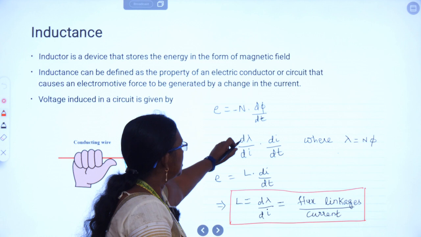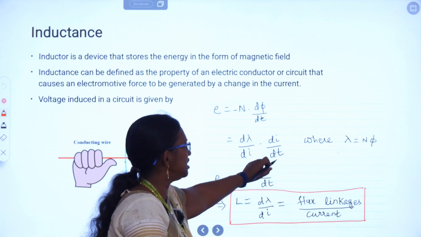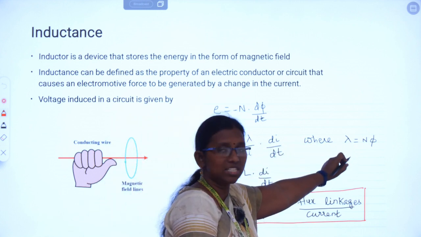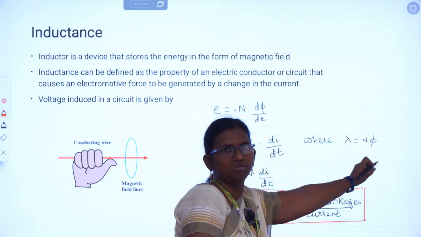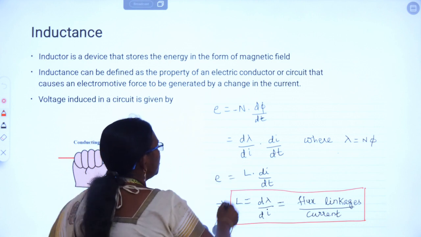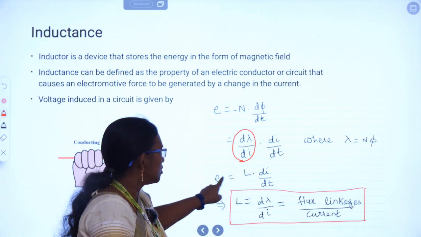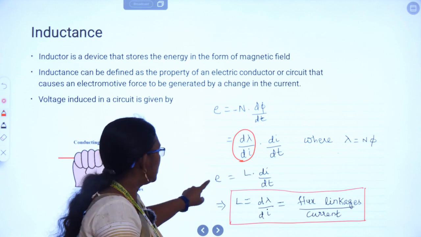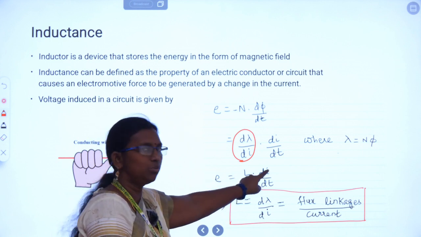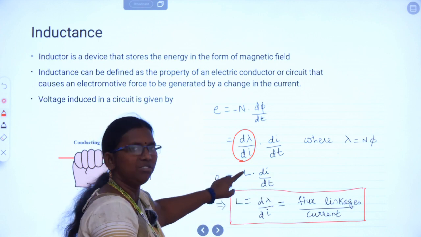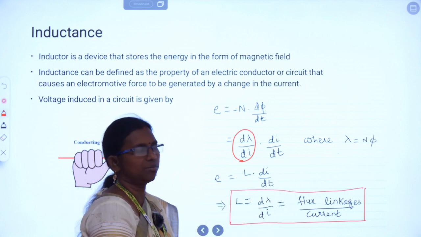In the next step, d phi by dt can be rewritten as d lambda by di into di by dt, where lambda is the flux linkages. Flux linkages is equal to the product of the number of turns and the flux, and d lambda by di is nothing but the inductance. So the EMF induced, or the voltage induced in a circuit or a coil, is the product of the inductance and the rate of change of current. So finally we can say that inductance is nothing but the ratio of flux linkages to the current.